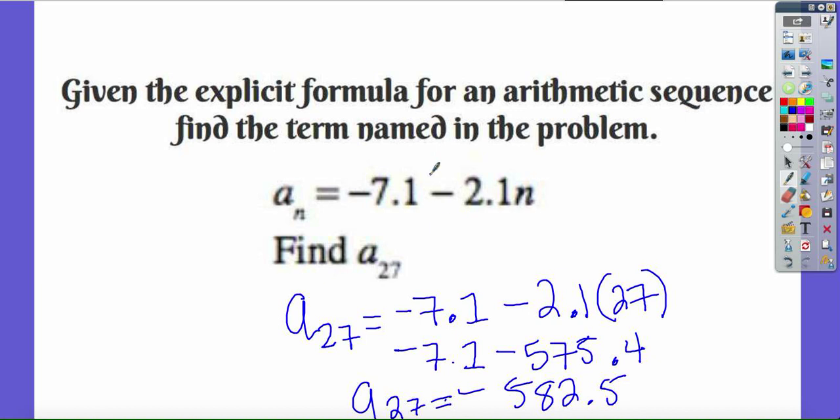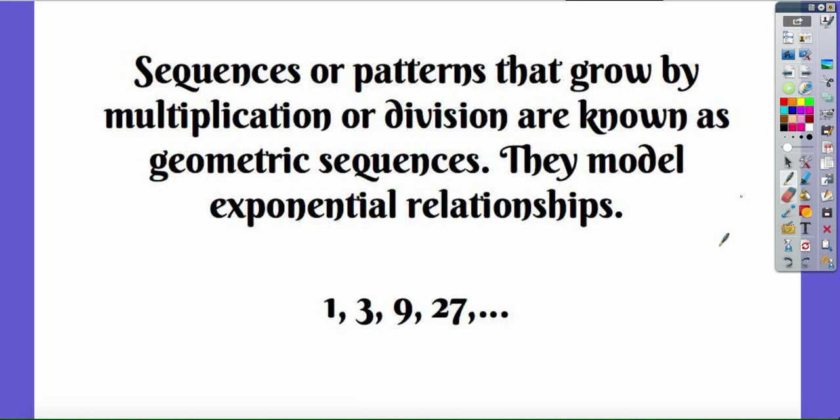Now, the explicit formula looked a little bit different. They really just distributed and cleaned some things up, and this looks a lot more like slope-intercept form, but it is still technically the formula. So, that's the end of the arithmetic sequences. Try the few problems located immediately afterwards, and then we'll talk about the next type.